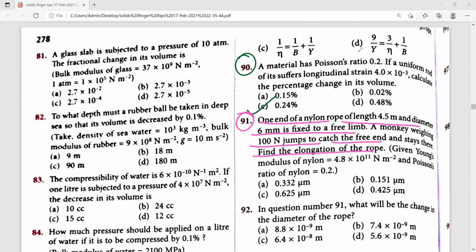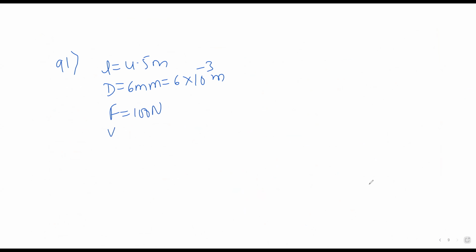91. For 91, the length L is 4.5 meter and the diameter D is 6 millimeter. Converting it to meter, it is 6 into 10 to the power of -3 meter. Force they have given is 100 Newton. Young's modulus is 4.8 into 10 to the power of 11 Newton per meter square. Sigma value is given as 0.2.